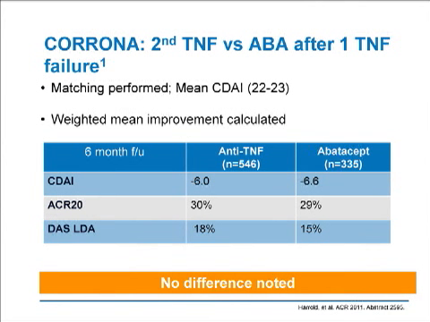Matching was performed. Their mean CDAI was 22 to 23. This is different from what's usual, and they did a weighted mean improvement calculation so that variability within different centers was dealt with or compensated for. If you look at the CDAI at 6 months of follow-up, an anti-TNF agent resulted in a mean improvement of -6 units, and with abatacept it was -6.6. The ACR 20s and the percentage of patients getting into DAS low disease activity showed no significant difference.